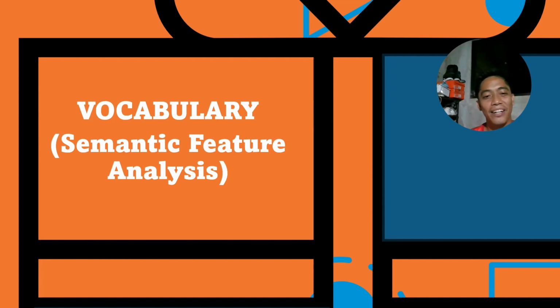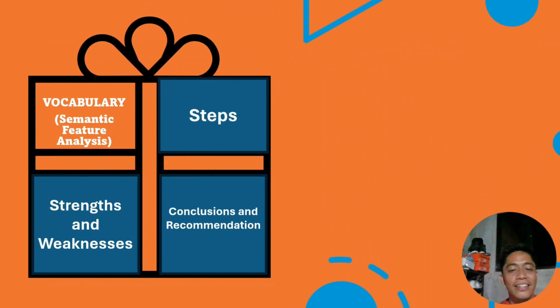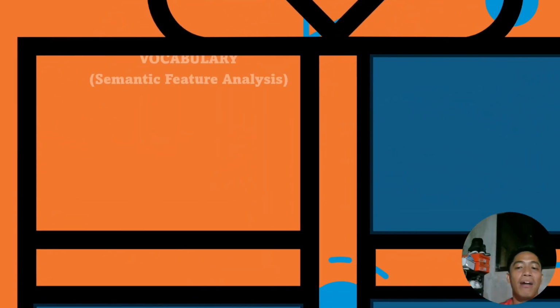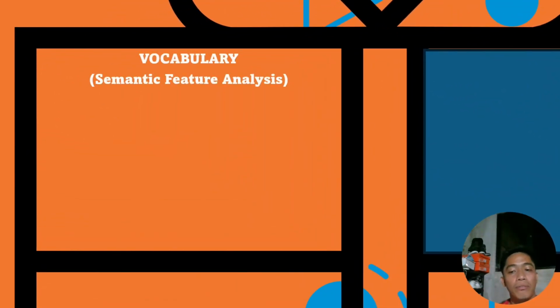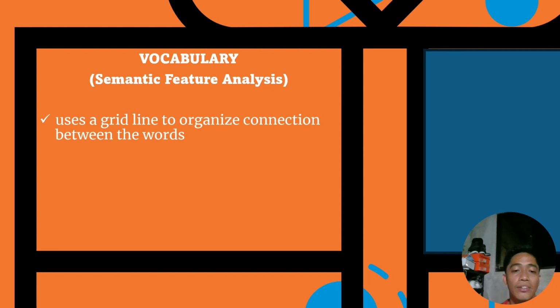Good day. I am about to discuss one of the strategies in teaching vocabulary, specifically semantic feature analysis. Okay, so when we say semantic feature analysis, it is very similar to semantic mapping. It teaches the relationship in a visual way. Okay, it uses a grid line to organize connection between the words.